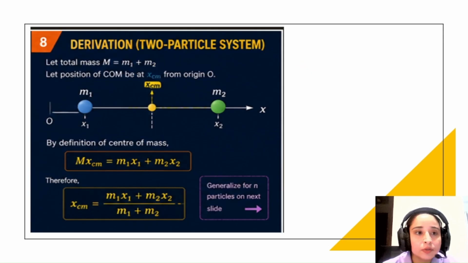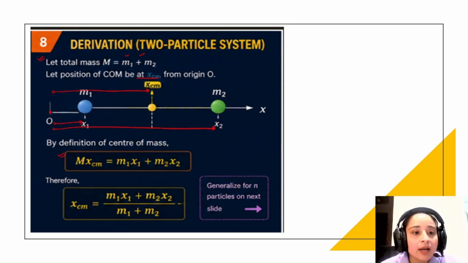Clear? You see, the total mass of the body is m1 plus m2, and XCM is the position of the center of mass from the origin. x1 is the position of the m1 mass, and x2 is the position of the m2 mass from the origin. So by definition, M times XCM is m1 x1 plus m2 x2. From here you can find the center of mass position is m1 x1 plus m2 x2 divided by the total mass of the body.